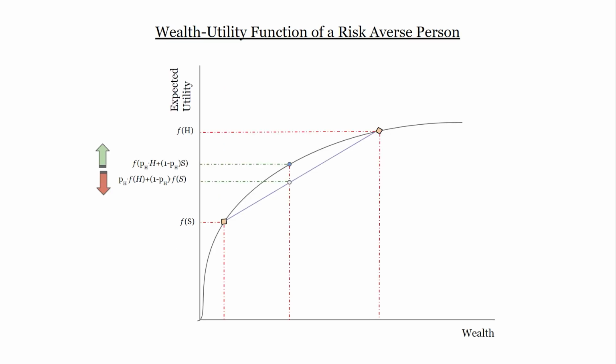Similarly, we can see the same case for a risk-averse person. For a risk-averse person, his expected utility lies below this blue dot, which is his utility from a certain outcome. Therefore, if he wants to maximize his utility, he has to avoid the gamble. This is where I end my video.